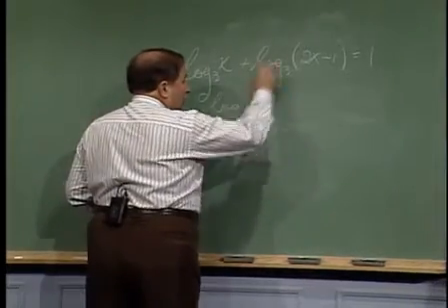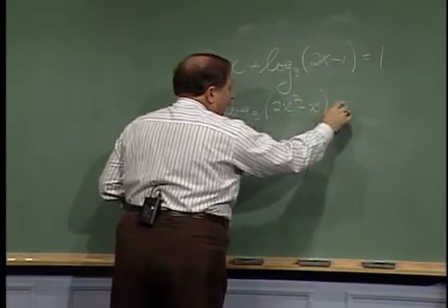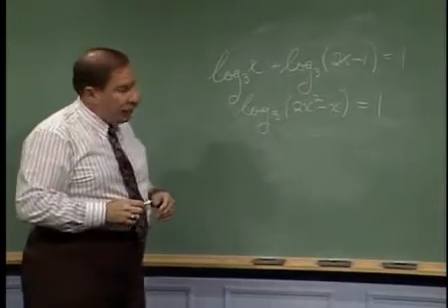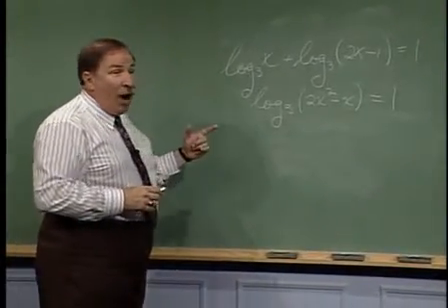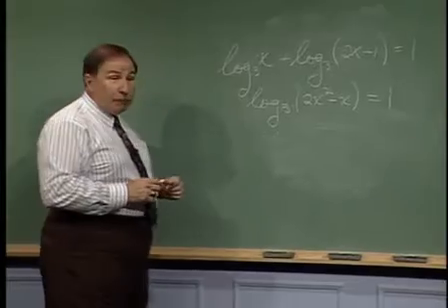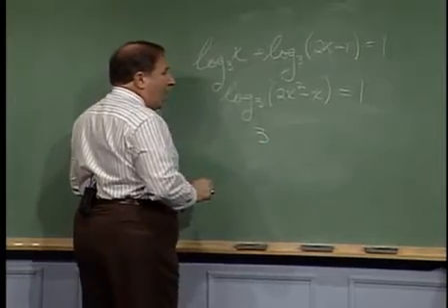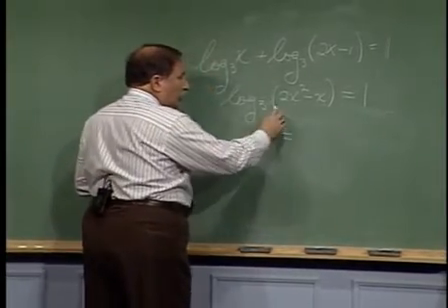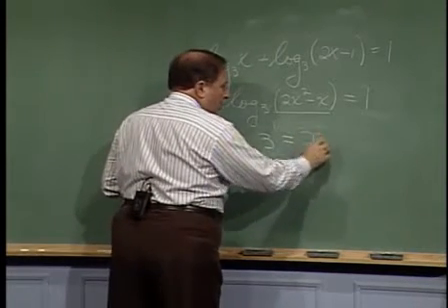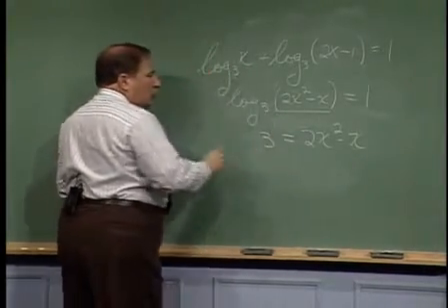So let's multiply that. x times 2x is 2x squared, and x times negative 1 is negative x. And that is still equal to 1. Okay? What do we know? We now have a single logarithmic term, which means we can take this logarithmic equation and change it into an exponential equation. That is, the base to the power equals the number. In this case, the number is our x term, which is 2x squared minus x. So the base to the power equals the number.